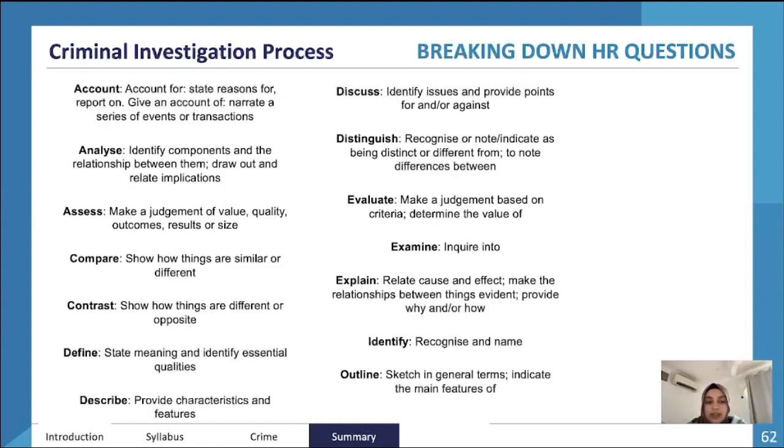So here are some of them that I've done for legal studies, but also you can have a look for your other subjects, but these are the ones that I've seen and I know are really common. So account for, analyze, assess, compare, contrast, define, describe, discuss. So the for and against is always discuss, distinguish, to recognize what the differences are, evaluate, examine, explain, which is cause and effect, identify, which is recognize and name, and outline.